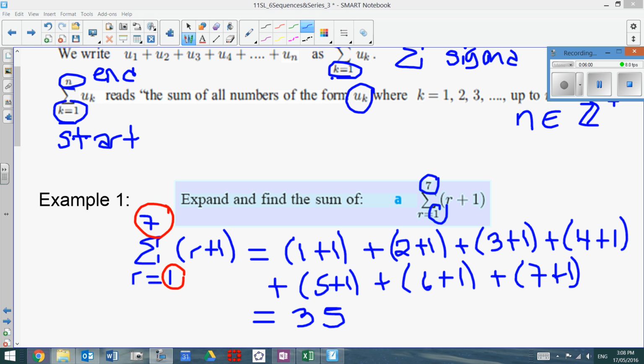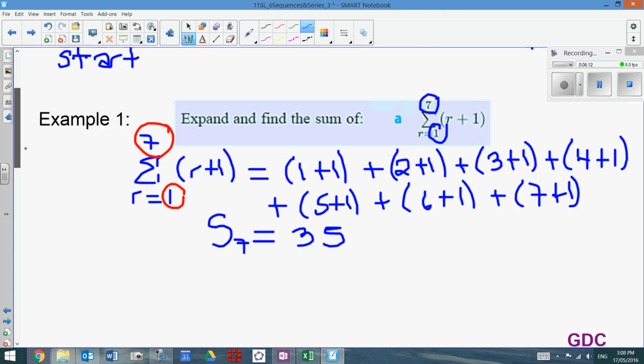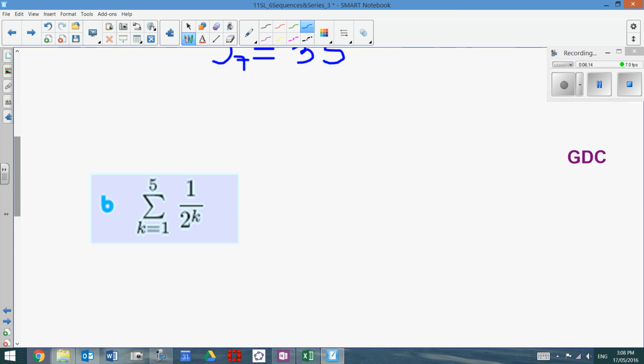So what I just found was the sum of 7 terms, and it equals 35. All right, so my series winds up being 35. Let's take a look at one more example.